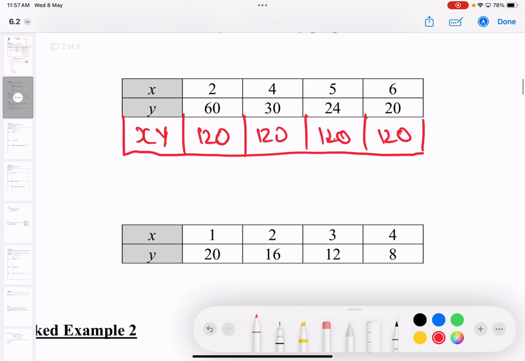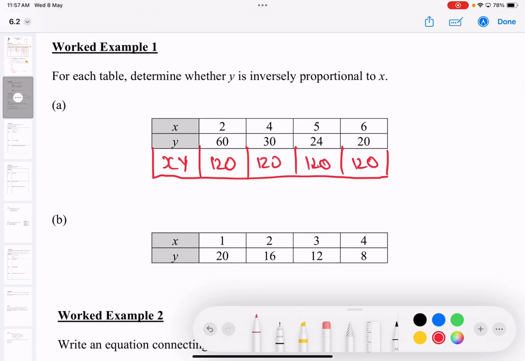So in this case, determine whether y is inversely proportional to x. Say yes. They are indeed inversely proportional to one another. Why? Because x times y is a constant. We know that x times y is equal to 120 throughout. In all the examples, we know that it is the same.